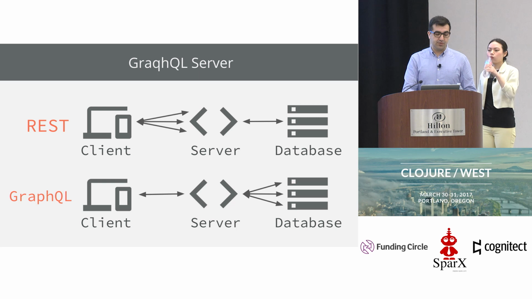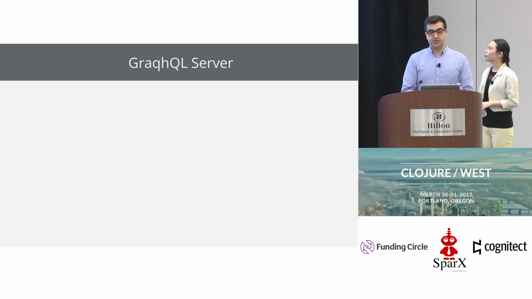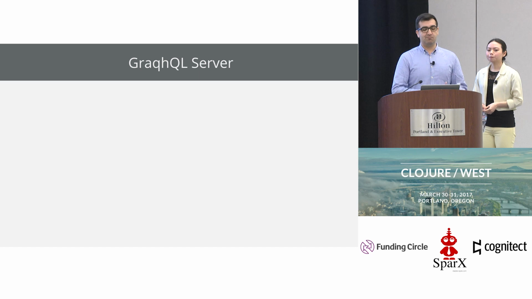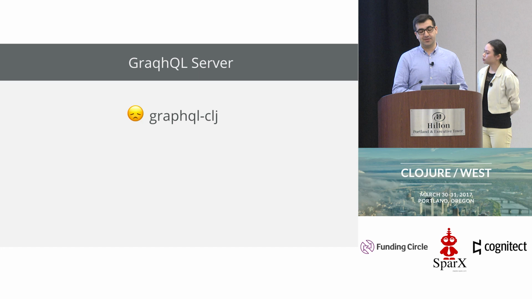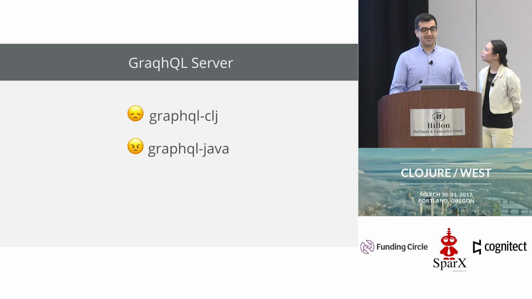Now, this was our first time writing a GraphQL server in Clojure. And unfortunately, the ecosystem at the time wasn't that great. GraphQL CLJ does not implement large parts of the GraphQL specification, and we couldn't use it. GraphQL Java is mostly complete, but it's buggy and it's very, very Java. Ultimately, we did end up wrapping GraphQL Java with Clojure, but it wasn't too fun.